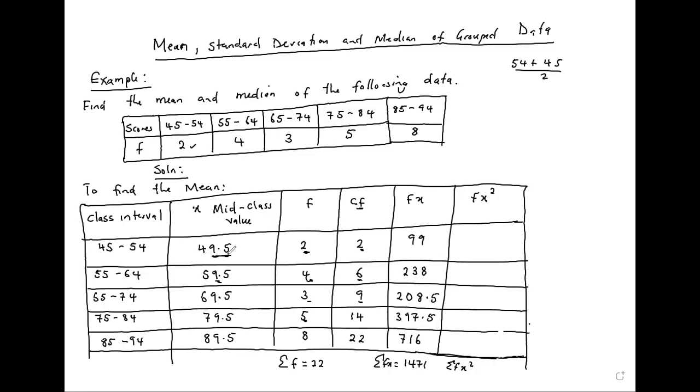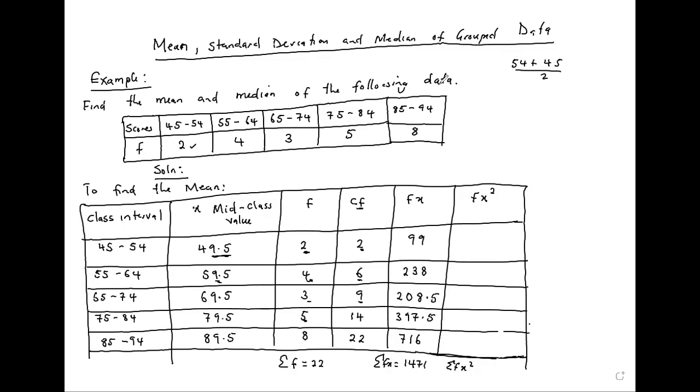So what we are squaring is the x squared, right? Your fx is what? 1659. Okay. So where did I go? 99 + 238 + 208.5 + 397.5 + 716.